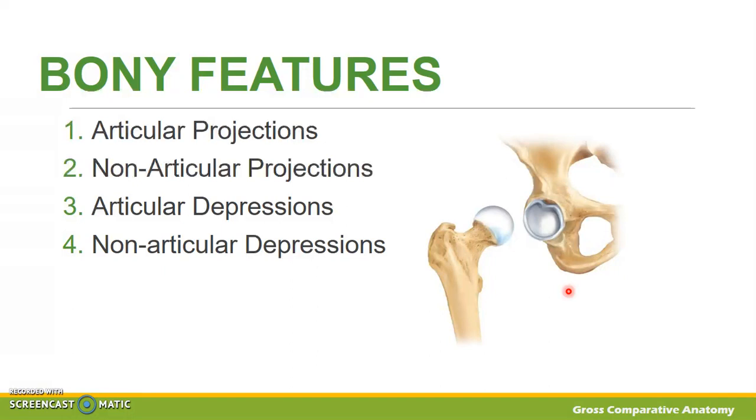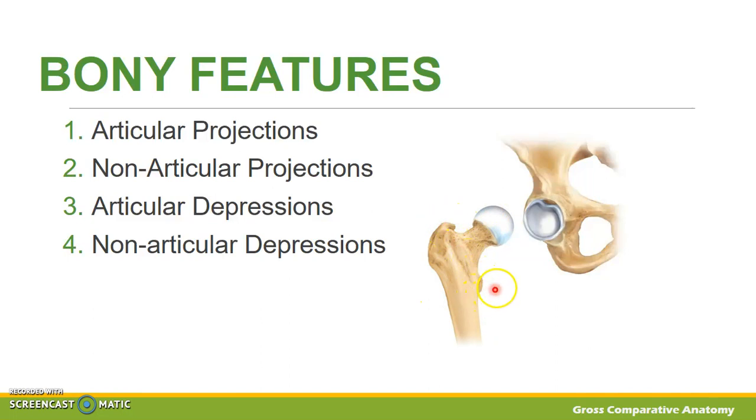Aside from that, let us review the different bony features of a bone. As you notice here, there are four major classifications, and we can classify them whether they are an articular or a non-articular projection, and also we can classify them whether they are considered a projection or a depression. So first, let us differentiate projection from depression. Projection is any outpocketing or any protrusions in the bone, as you can see here or here.